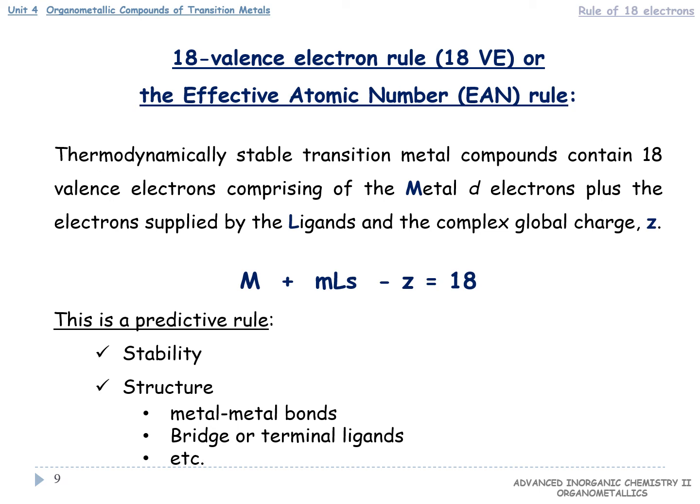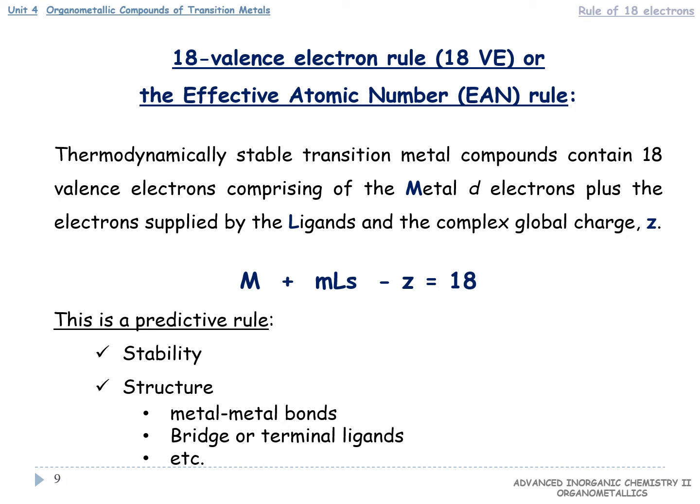The 18 electron rule says that a stable complex is obtained with the electronic configuration of the following noble gas when the sum of the d electrons of the metal, the electrons that the ligands donate, and the overall charge of the complex is equal to 18. It is a predictive rule. It allows us to predict the stability and structure of organometallic compounds.